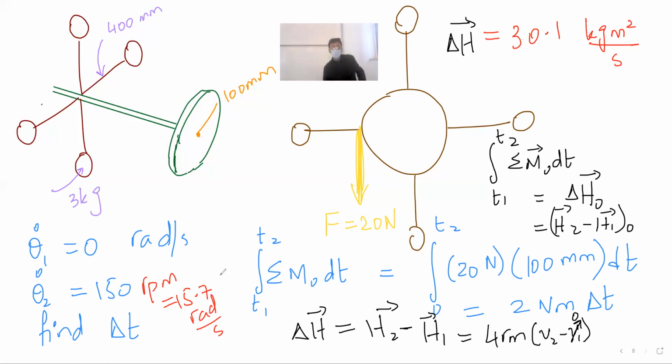So what will be the value of the V2? Can anyone tell me? What will be the value of this V2? This V2 will be equal to this 400 millimeter multiplied by this 15.7. And why did I write 4? Because there are 4 of these masses.